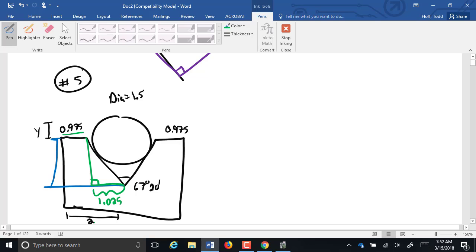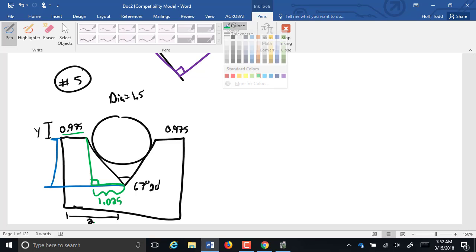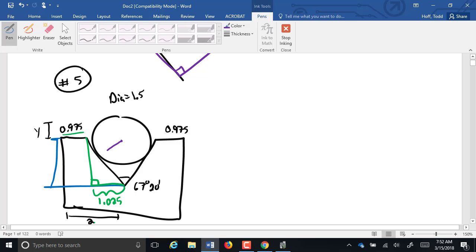So if that's 1.025, we know if I connect this, this is a vertical, so it's going to be a right angle here. And we know this angle is half of the 67 degrees 20 minutes, which is going to be 33 degrees 40 minutes, right? 0.6666, correct. So that makes this one here 56 degrees 20 minutes.